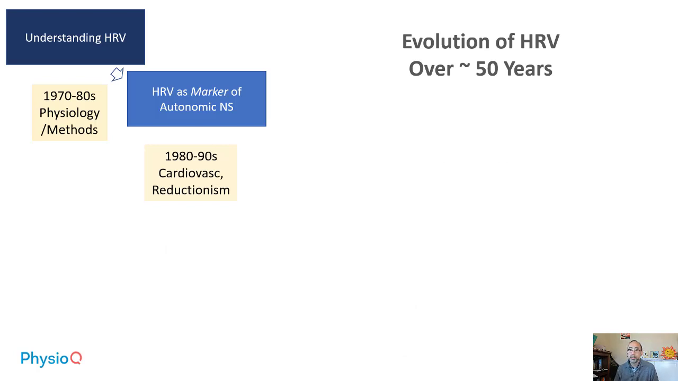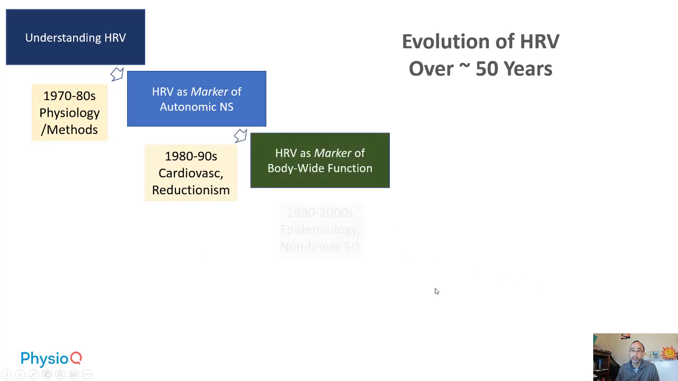So within this context, we are now in the 1990s and 2000s, where epidemiology and nonlinear sciences have come to the fore. And I believe that both these disciplines help reframe HRV as a marker of body-wide function, and hopefully by the end of the talk you get an understanding why I say that.